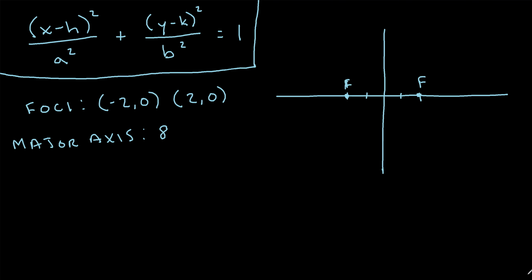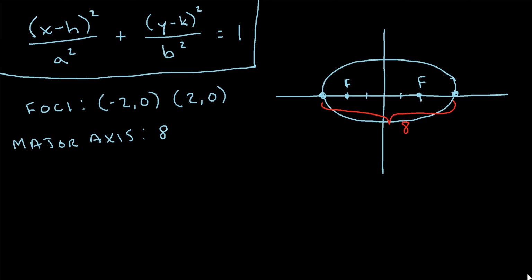So in this example, we're told that the foci fall along this x-axis. So the ellipse is going to be shaped something like this. And we don't know what these vertex points are, but we know that the total distance between them must be 8.